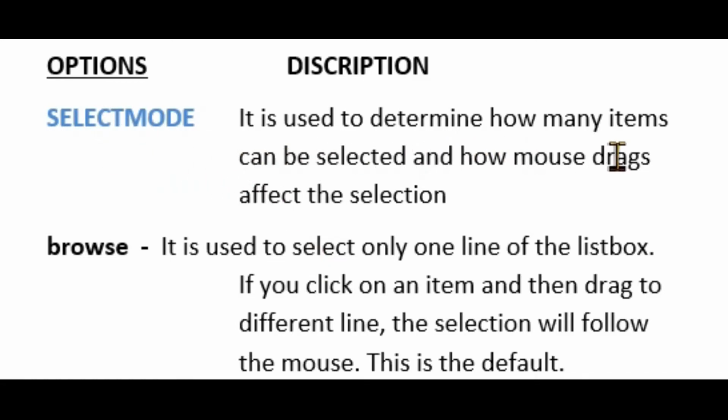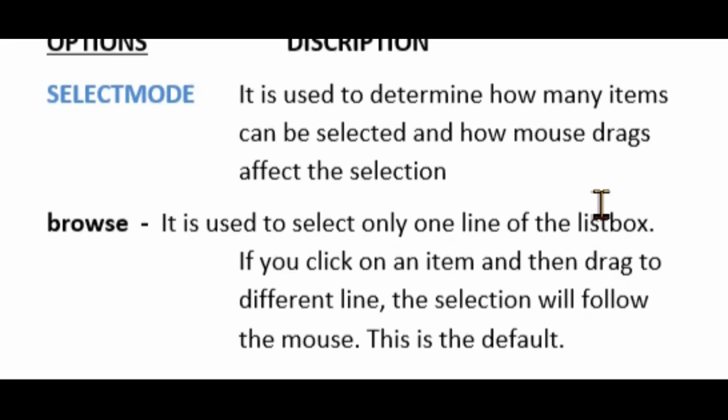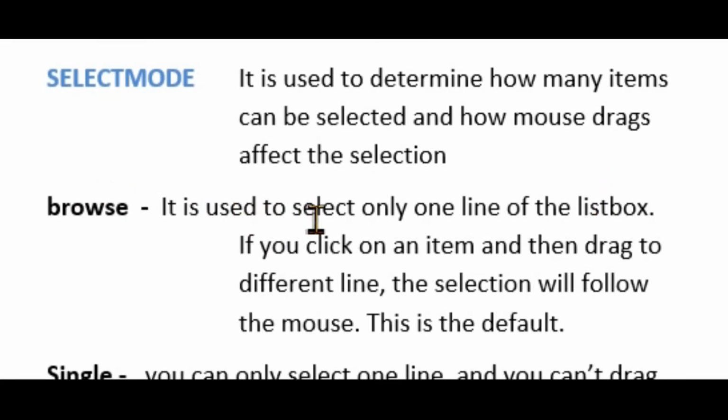The selecting mode is used to determine how many items can be selected and how the drag after the selection will behave. Browse is used only for selecting one line, and if you click on an item and then drag, the selection will move to the different line where the mouse is present. That is how the selection is formed, as I showed last, which is the default.